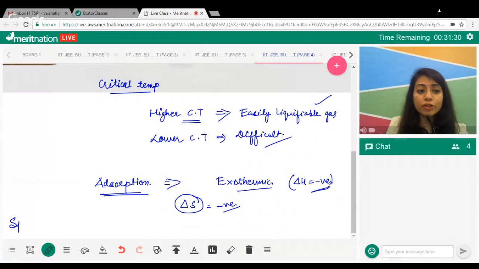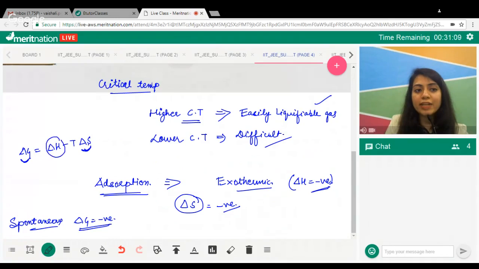Now we know that for a spontaneous process, delta G needs to be negative, and delta G is nothing but delta H minus T delta S. So if delta S is negative, for delta G to be negative, we need delta H also to be negative, right? Because this term will become positive if delta S is negative. But if we want the entire term to be negative, we want this delta H to be negative.